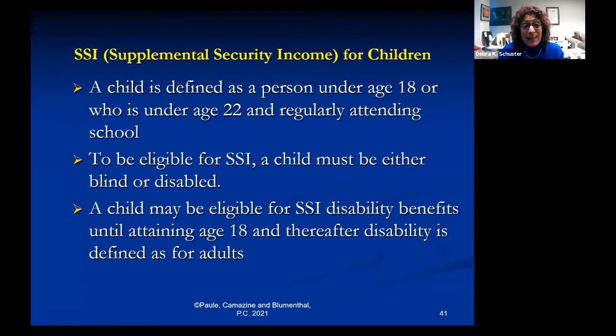So, SSI. We're talking about supplemental security income, that question about what is the difference between SSI and SSD. So, again, a child is defined as a person under age 18, or under age 22 and regularly attending school. So to be eligible for SSI, a child must either be blind or disabled, as determined by the Social Security Administration. A child may be eligible for SSI disability benefits until attaining age 18, and thereafter disability is determined as it is for an adult.